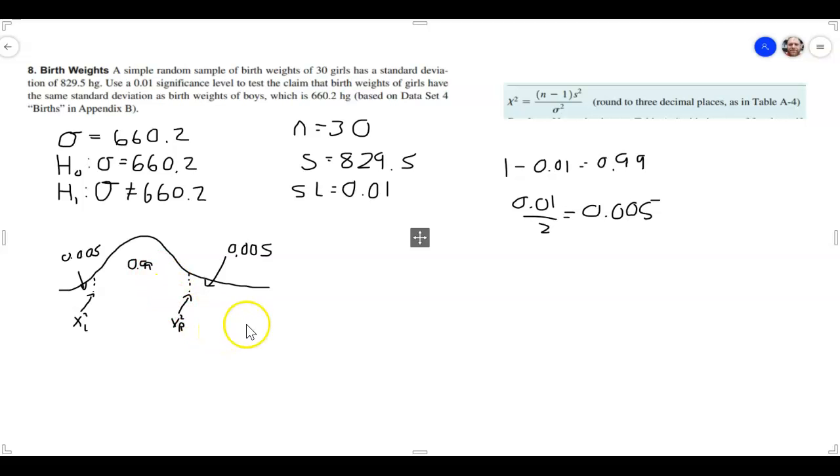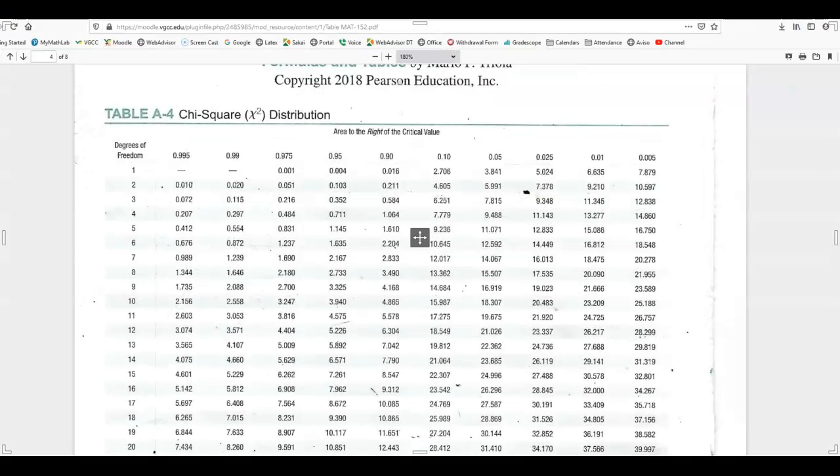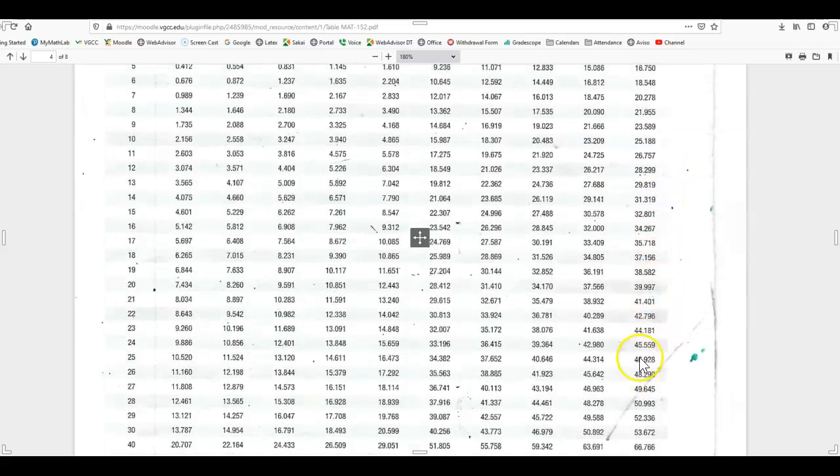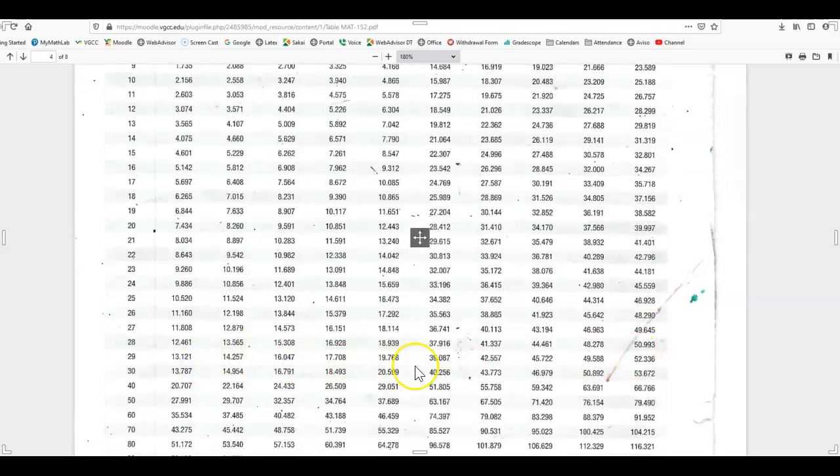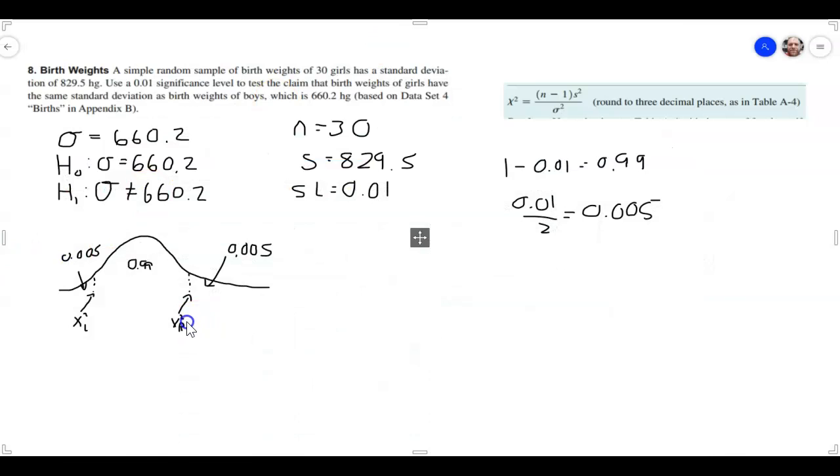All right, so going back and looking at my chart here, 0.005 to the right of the critical value, I'm going to go down to 29, and that value is 52.336. So this one here is 52.336. So that's my chi-square right.